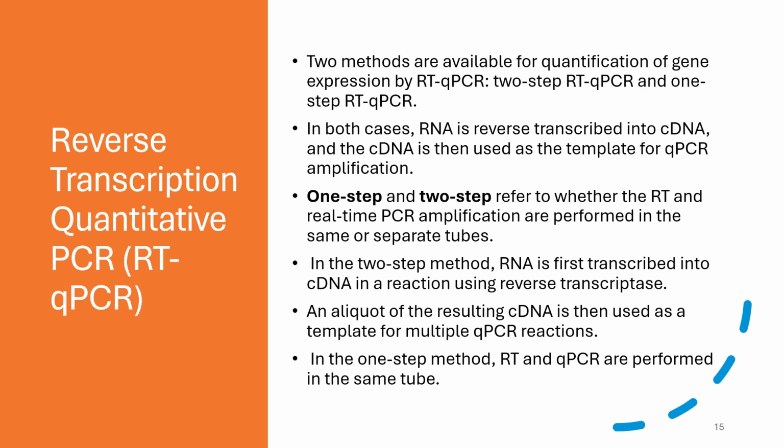In the two-step method, RNA is first transcribed into cDNA in a reaction using reverse transcriptase. An aliquot of the resulting cDNA is then used as a template for multiple qPCR reactions. In the one-step method, reverse transcription and qPCR are performed in the same tube.